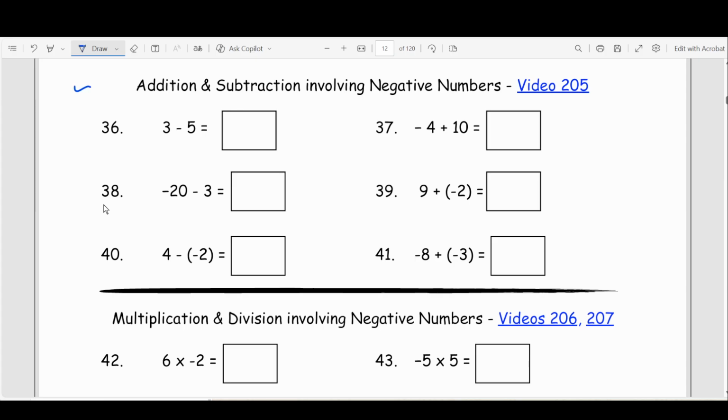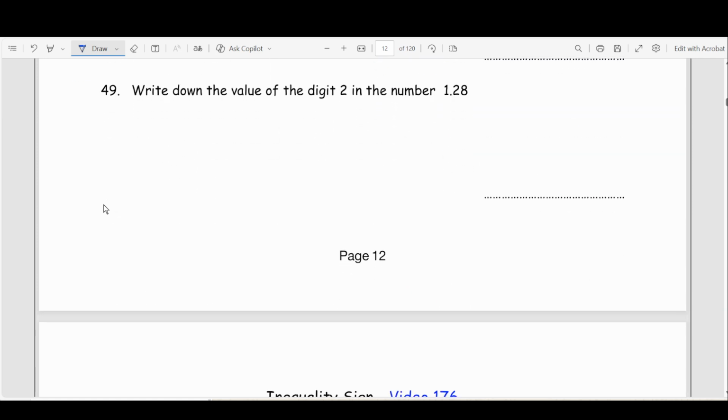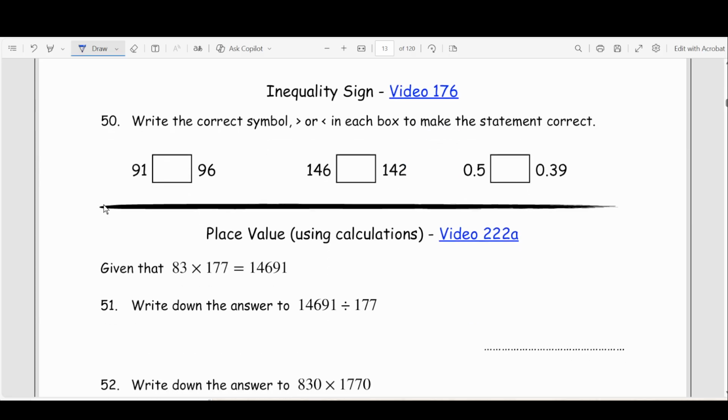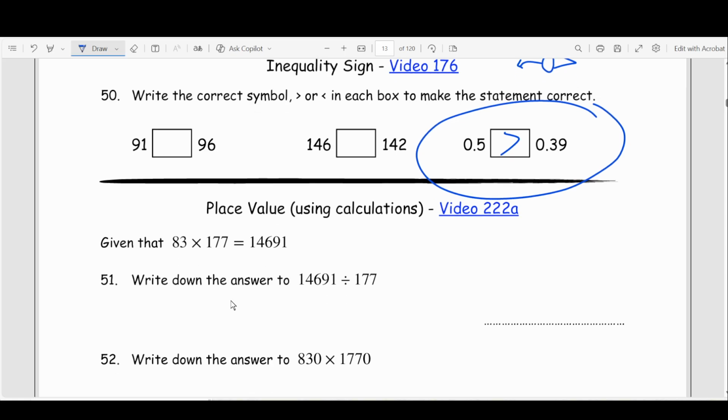Addition and subtraction involving negative. Yeah. Okay. Inequality sign. This one? No. So, do you know how to put this? The open side should be towards the greater number, right? So just tell me the last one. 0.5 is greater than 0.39. Very good. So in decimals, it does not depend on the number of digits like in whole numbers, right?